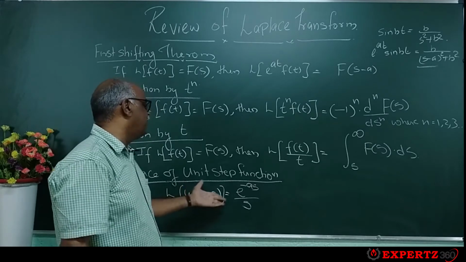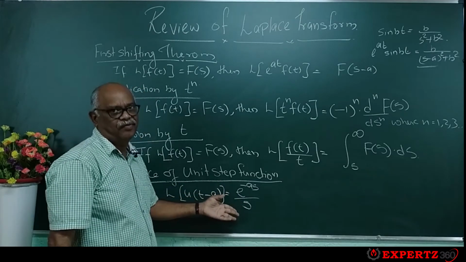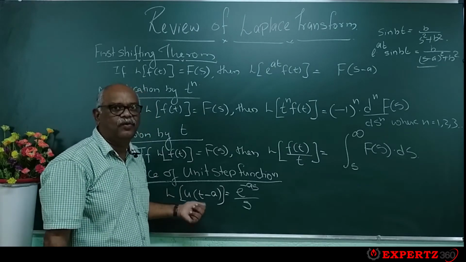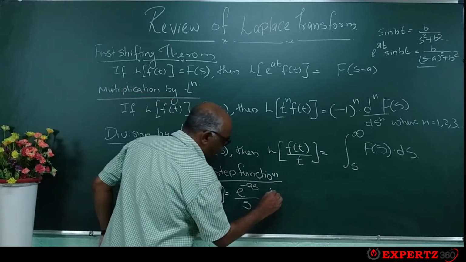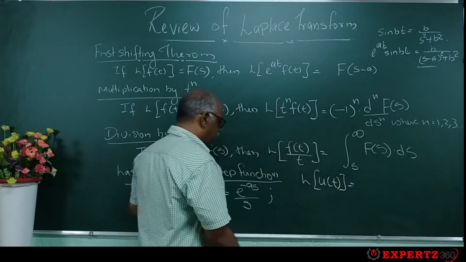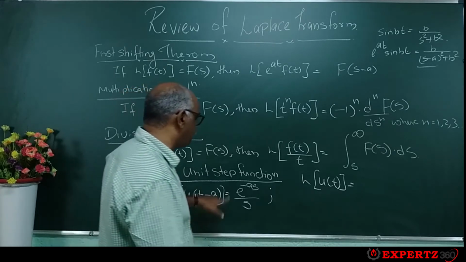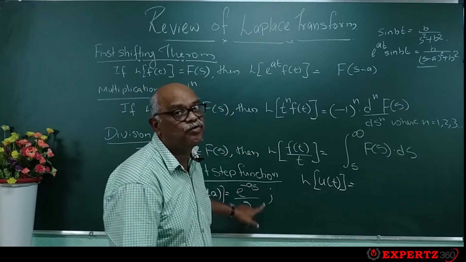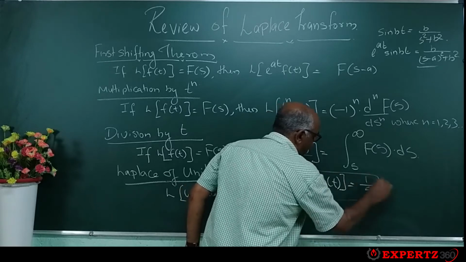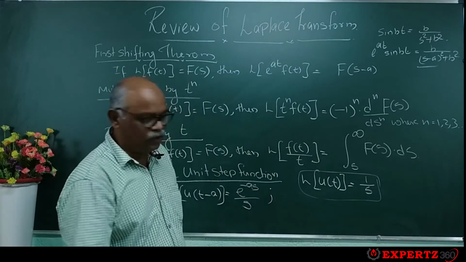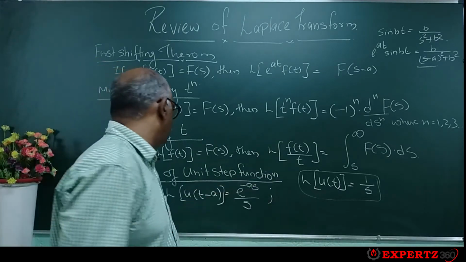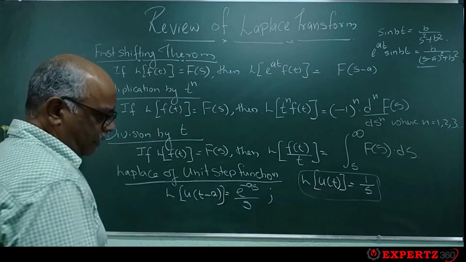So Laplace of u of t minus a is equal to e raised to minus as divided by s. That means for Laplace of u of t, a is equal to 0. So Laplace of u of t is equal to e raised to 0, that is 1, so that is equal to 1 divided by s. Clear? That is the unit step function. For unit step functions, Laplace of u of t is equal to 1 divided by s.